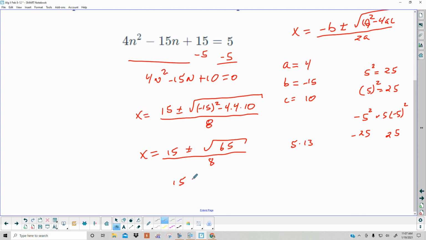Now in Delta Math, you're probably going to have to type it in this way. All over 8, and then comma 15 minus the square root of 65 all over 8. Okay? So that's how you're going to type it into Delta Math.